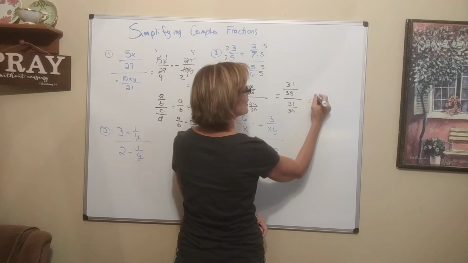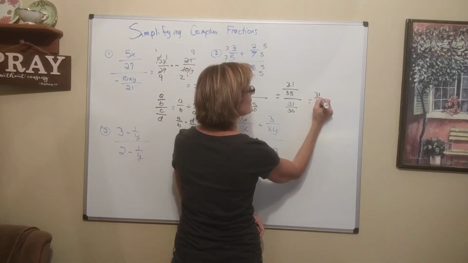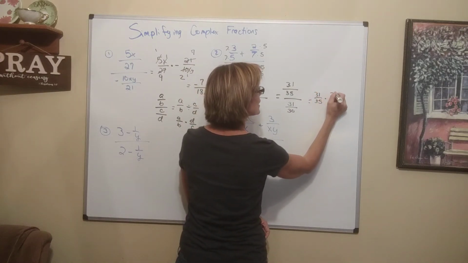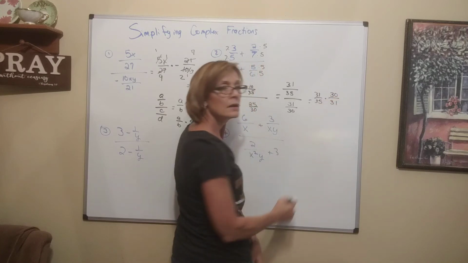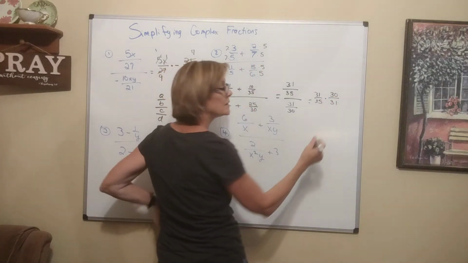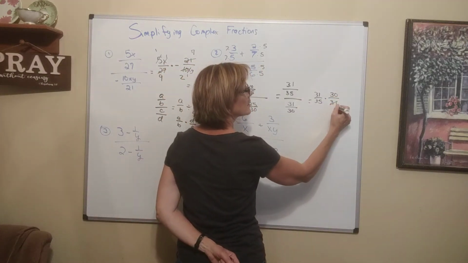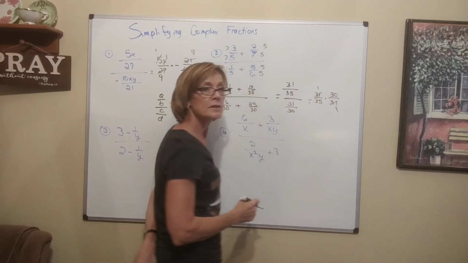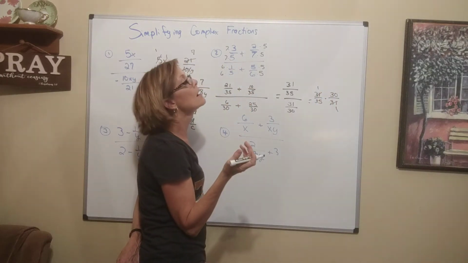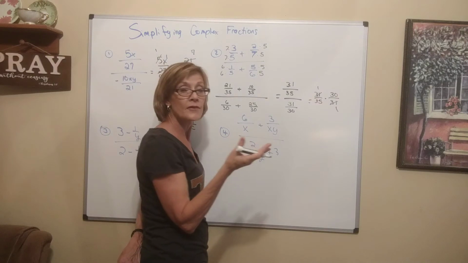So this will be 31 over 35 times 30 over 31. Now we can cancel anything we see in the numerator and denominator. 31 goes into 31 one time. Let's see, 30 and 35. It's got some 5s in there.